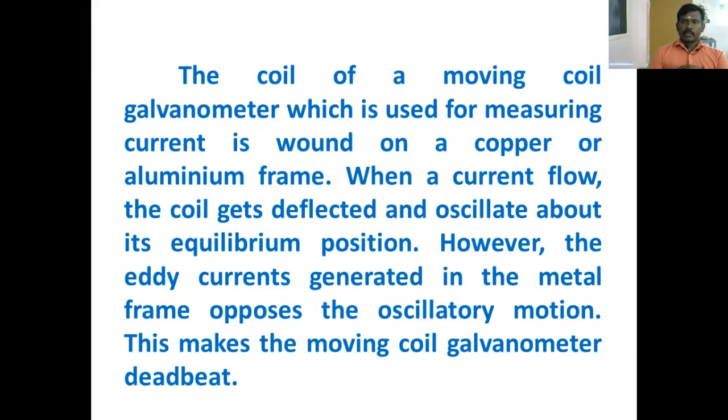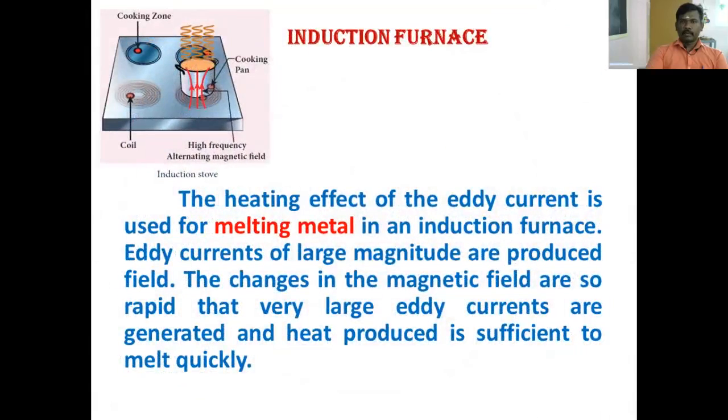When the metal moves in between the magnet, eddy current is generated. The eddy current generated in the metal frame opposes the oscillatory motion. So the pointer which is connected with that metal comes to rest immediately. So we call it by the name of a deadbeat galvanometer.